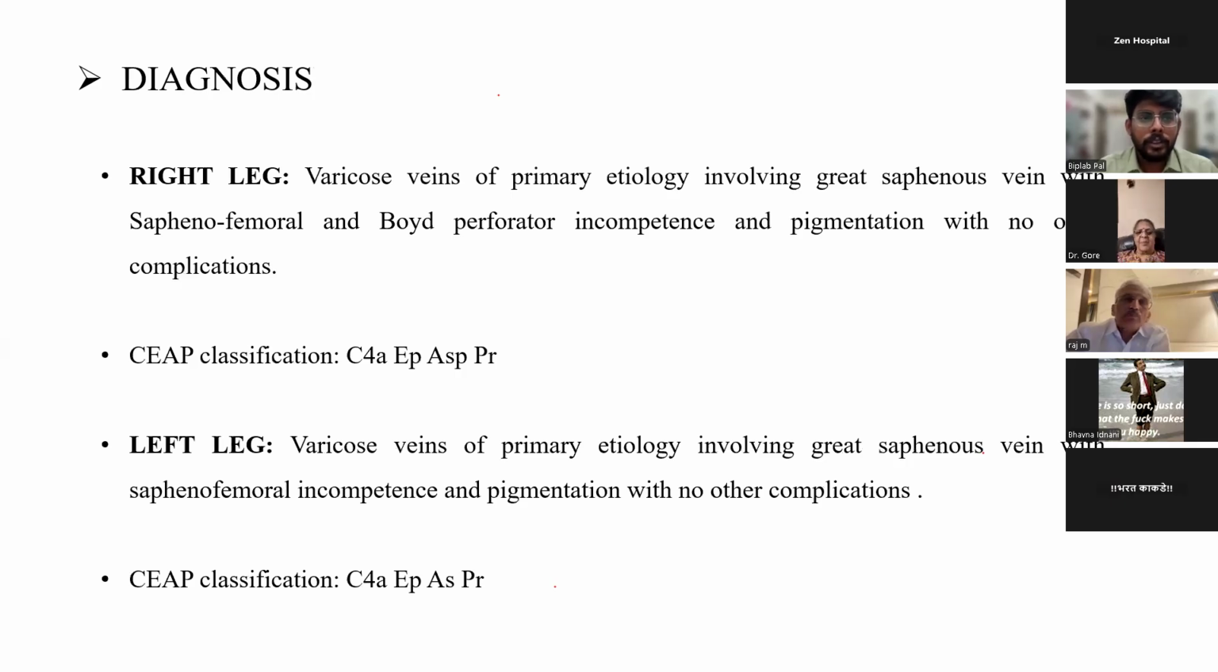My diagnosis on the right leg: it is a varicose vein of primary etiology involving the great saphenous vein with saphenofemoral and Boyd perforator incompetence and pigmentation with no other complications. CEAP classification C4A, etiology primary, anatomical superficial and perforator, and pathology reflux. And left leg, varicose vein of primary etiology involving great saphenous. Forget the left leg for the time being. Yes, ma'am.